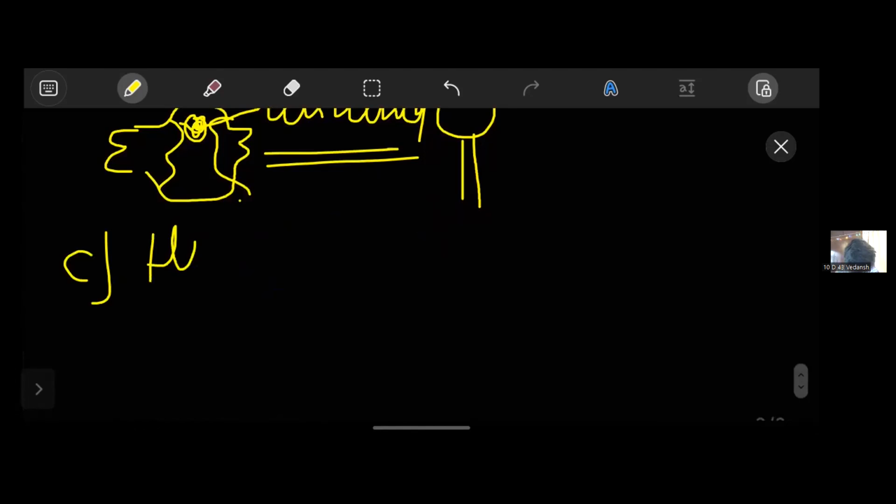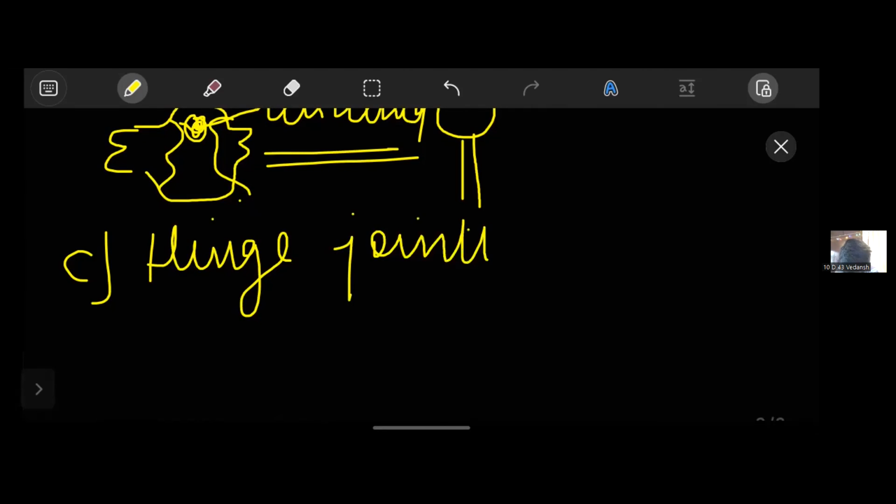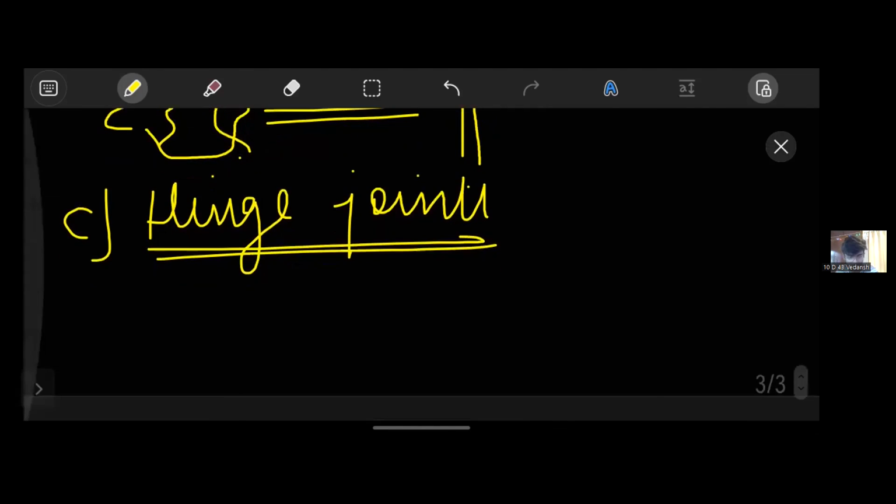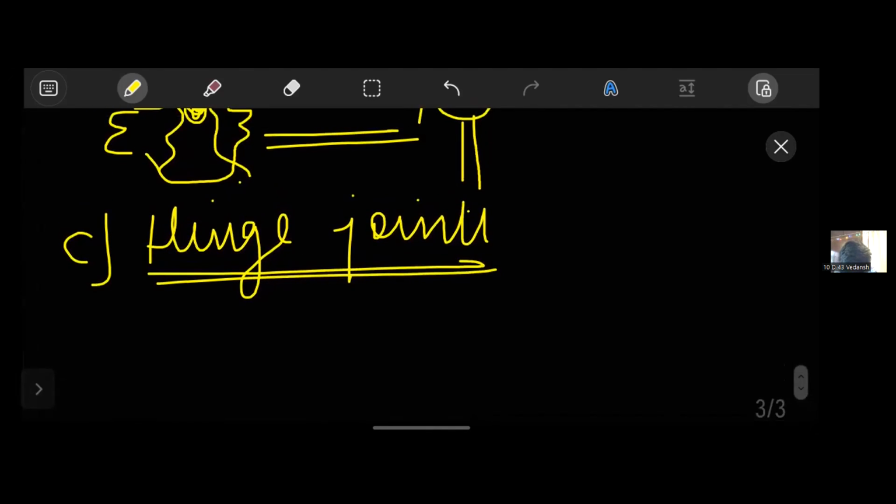We have hinge joints. Hinge joints are basically those which look like this. They form a hinge. Your humerus and ulna, this part over here. Here is your humerus, here is your ulna, radius and ulna, right? So they form a hinge. This is a hinge, a lever, for example. So it goes this way and this.